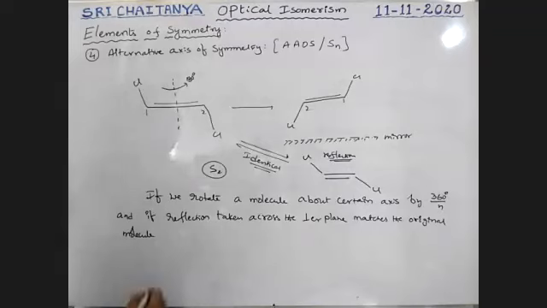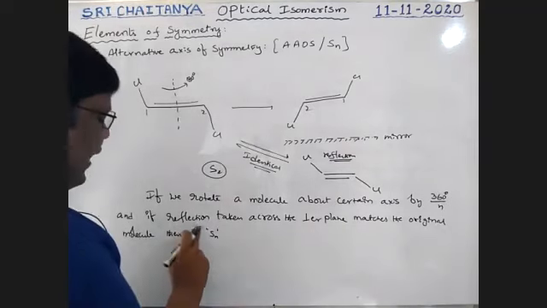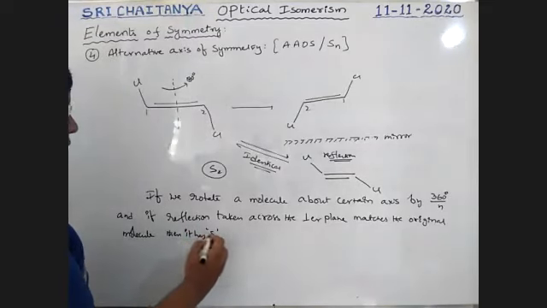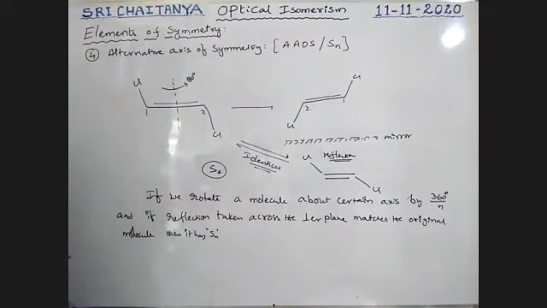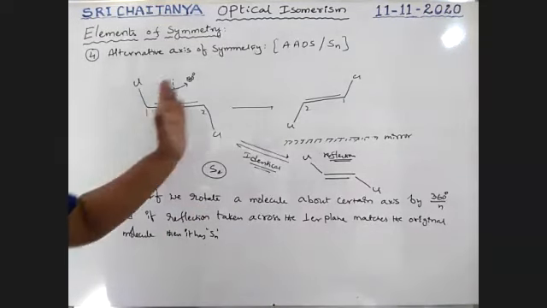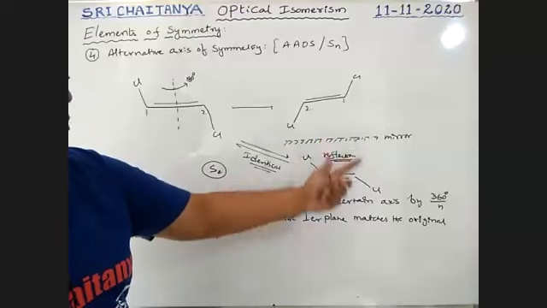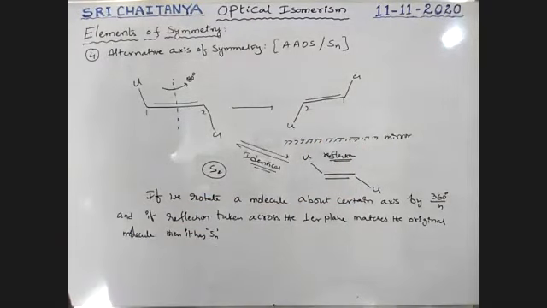Matches the original molecule, then it is Sn. Then it has Sn, axis of symmetry. See here, I'm rotating, this is 180. So its perpendicular plane is this one. So this plane seems to be like this.